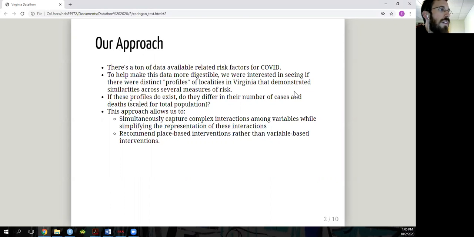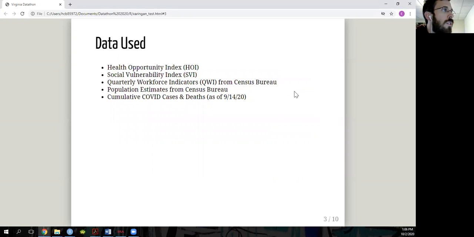We think this approach allows us to simultaneously capture the complex interactions among the variables we include in our profile analysis, while also simplifying the representation of those interactions to just the profile membership variable. It also allows us to recommend place-based interventions rather than variable-based interventions, which we think is really important for actually getting them implemented. So the data we used was from the Health Opportunity Index, the Social Vulnerability Index, the QWI, population estimates from the Census Bureau, and the cumulative COVID cases and deaths from VDH.